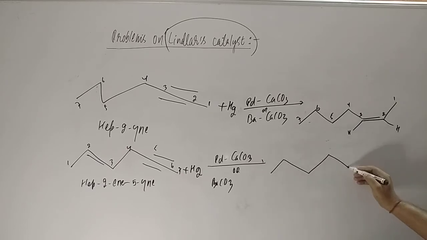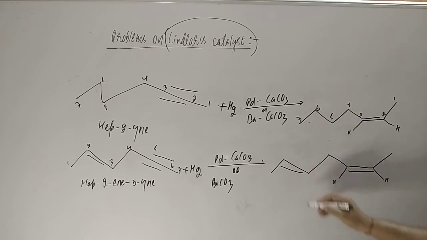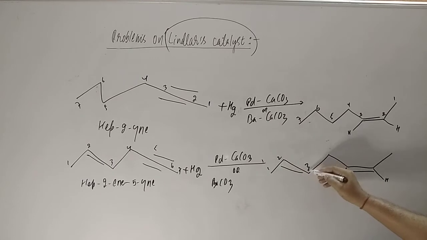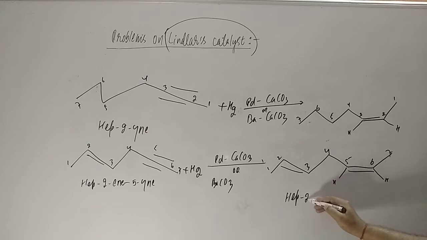You see student, the product will be as it is. Here you can see this is the product student. Here is hydrogen, here is hydrogen, and it will be double bond. You can count out 1 2, this is 3 4 5 6 7. So what will be there student? This will be hept, okay, 2 in, okay, hept 2 comma.